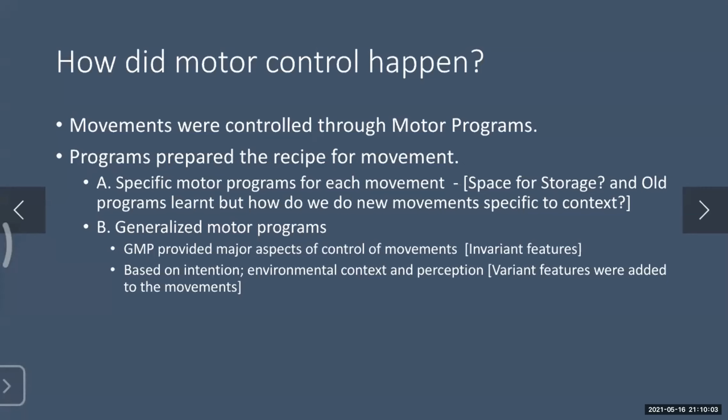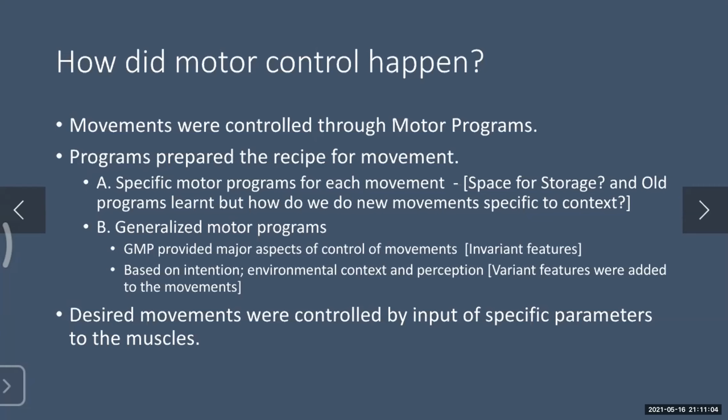And what is a generalized motor program? We have seen in the last class that GMPs provided major aspects of control of movement. That is, it had a recipe like a word program, right? It had formulas, and these formulas were called invariant features. When we saw that while we are writing, there are certain features which do not vary, and certain features which vary. People had made them write with the hand, the mouth, the feet, whatever it is, and certain features were invariant. So the generalized motor program gives the invariant features, and based on intention and environmental context, the additional features are also specified, and these can vary according to the environment. So these invariant and variant features were added, and that was how movements were produced.